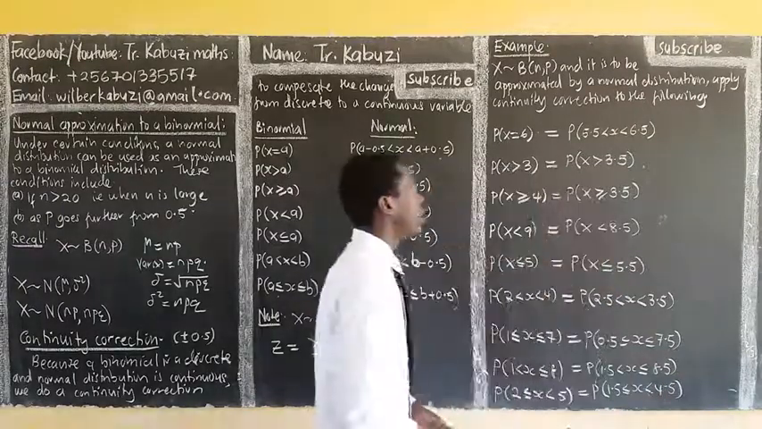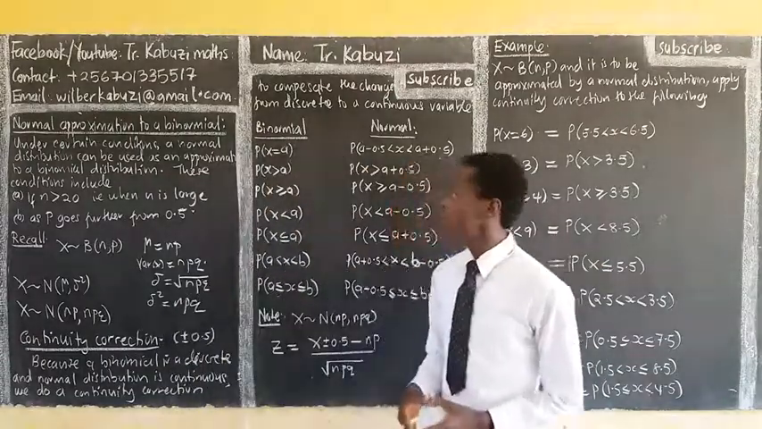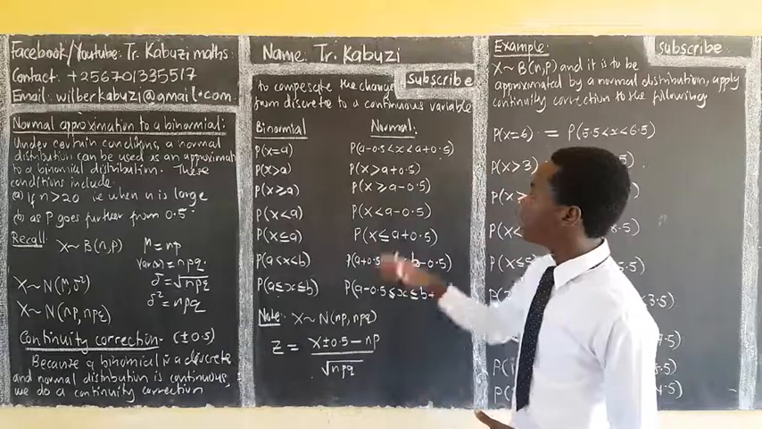So that's how we look at the continuity corrections in the normal approximation to a binomial. So these are very crucial.